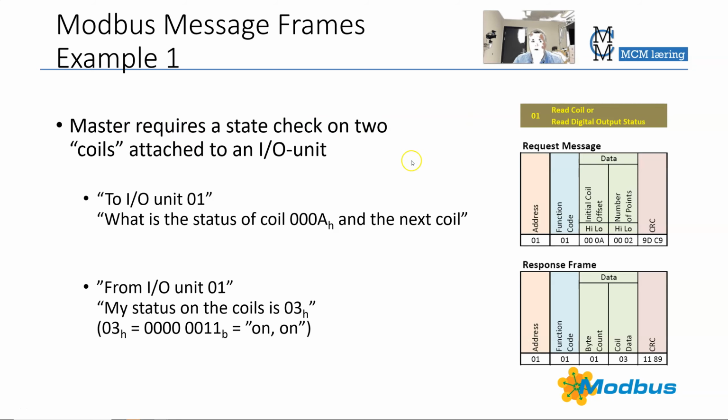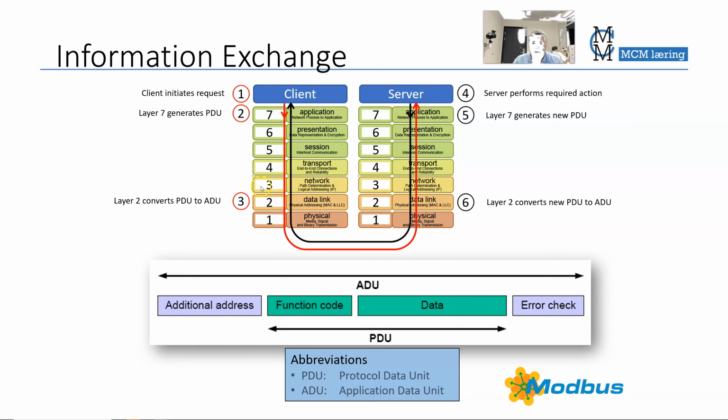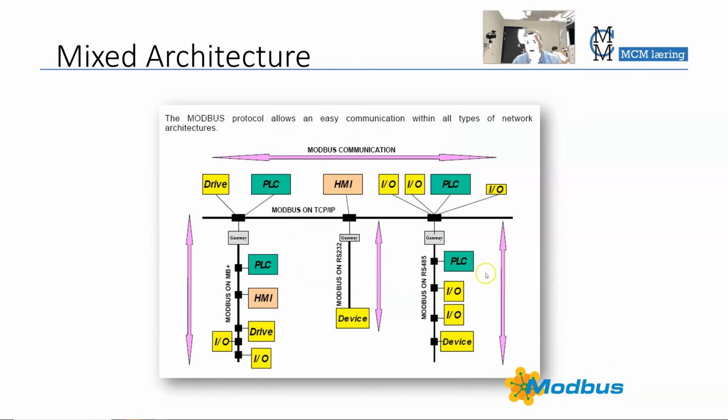The master here requires a state check on 2 coils attached to an I/O unit. Let's go back to this figure here. Let's say that we are here in the RS-485 world. We have an I/O unit, and to that unit we have different sensors and actuators. And these actuators are often called coils because a coil would, for example, generate a magnetic field that closes a valve or opens a valve. So therefore they are actuators. A coil is another name for an actuator.